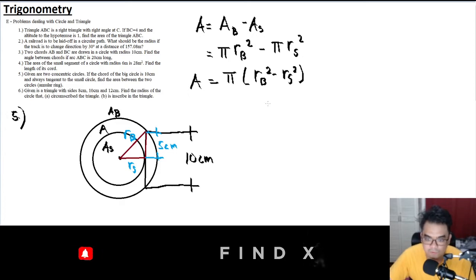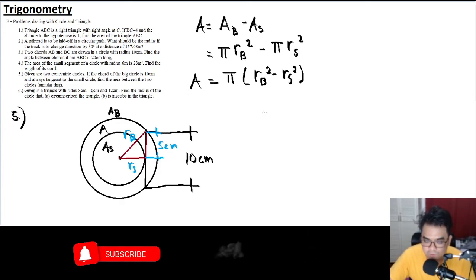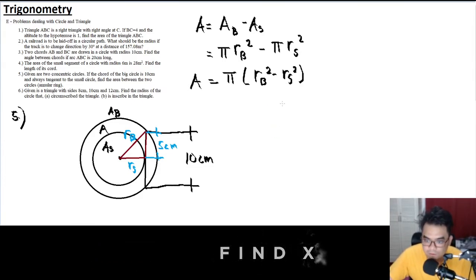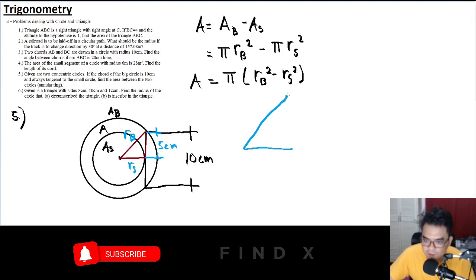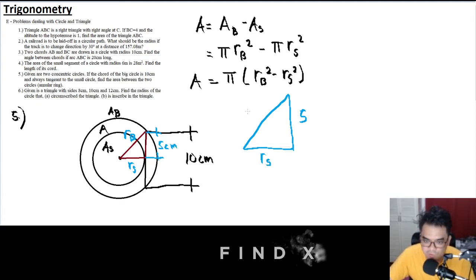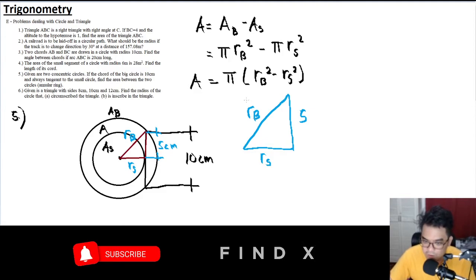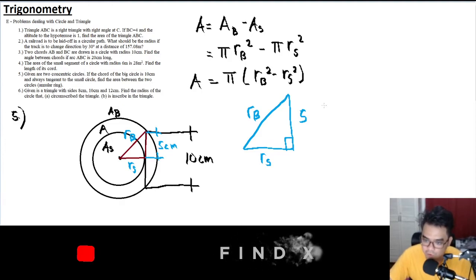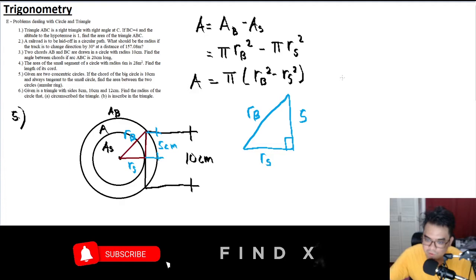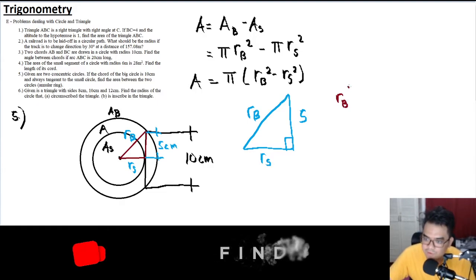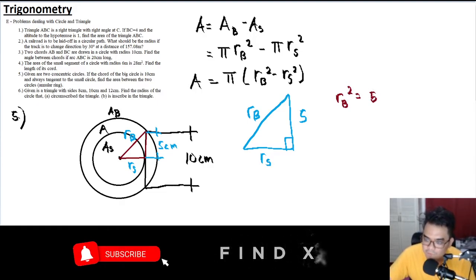Okay, so what you want to find here is, if I isolate the triangle, it will look something like this. So this is the triangle. This is 5, and this is rs, the radius of the small circle, and the radius of the big circle will be the hypotenuse. Since this is a right triangle, we can use the Pythagorean theorem. The hypotenuse first, so rb squared is equal to the sum of the squares of the sides, so 5 squared plus rs squared, right?